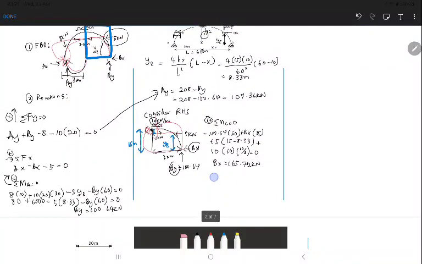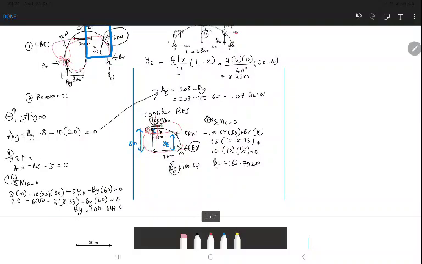Okay, so that you get Ax. From this equation, you get Ax is equal to 5 plus 165.72. So you get 170.172 kilonewton. So complete for the reaction. So got full marks for reaction. And then we go to the next question.